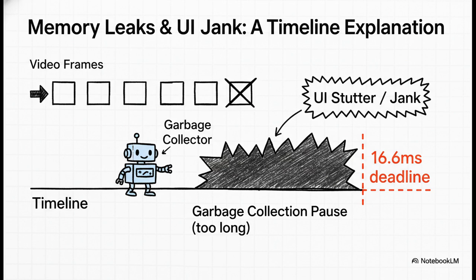Well, a leak means your app is clinging onto memory it doesn't need anymore. This makes the Android garbage collector's job way, way harder. It has to run these huge, long cleanup cycles to try and reclaim that memory. Now, for your app to feel smooth, like 60 frames per second smooth, it has to draw a new frame every 16.6 milliseconds. If a garbage collection pause takes longer than that, and trust me, it can, your app misses its deadline. It drops a frame. And what does the user see? A stutter, a hiccup, what we call jank.